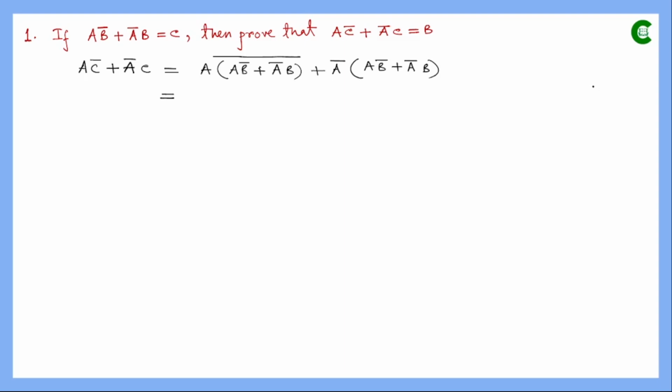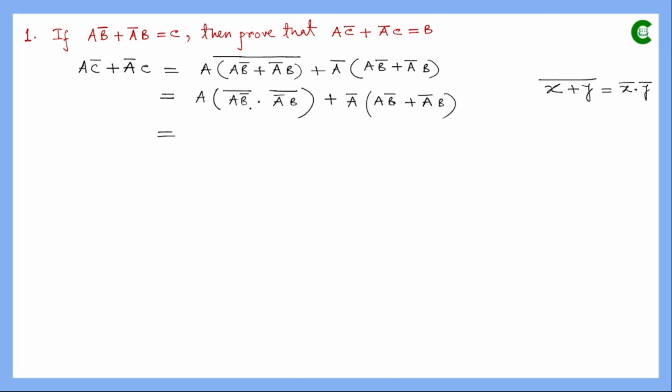If we take a b bar as a single Boolean variable x, and a bar b as another Boolean variable y, and we perform an OR operation and then complement on that, then as per De Morgan's law, it will be x complement AND operation y complement. We know that plus means OR operation in Boolean algebra, and multiplication means AND operation. So as per that law, it can be written as follows.